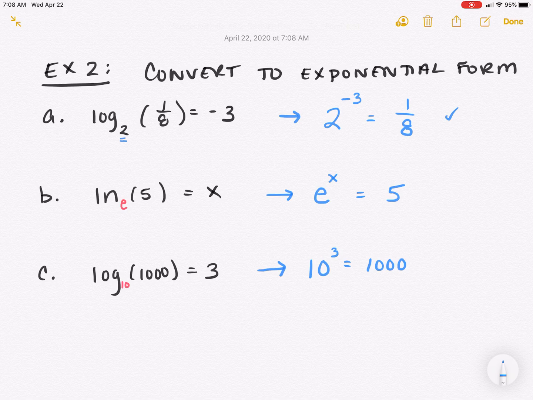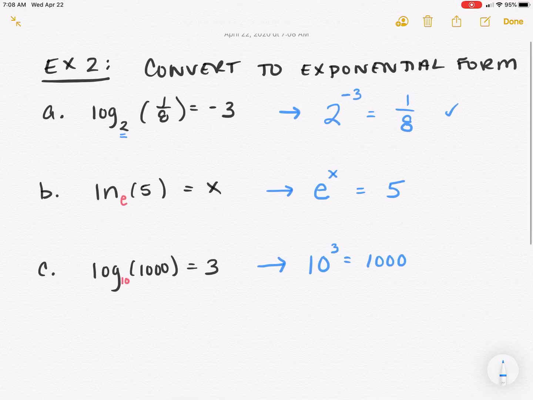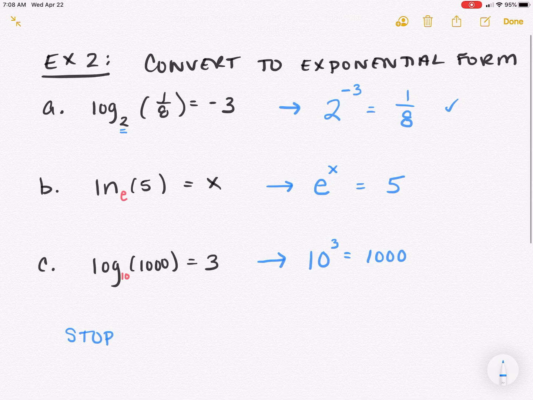So to tell you the truth, if you're tired of taking notes, this is probably a good place to stop. If you want, you can go ahead and stop and do page 11 in your packet. Page 11 is just going to be a really quick practice of converting. You're going to look at it and say that it has 24 problems, but that's not really the case.